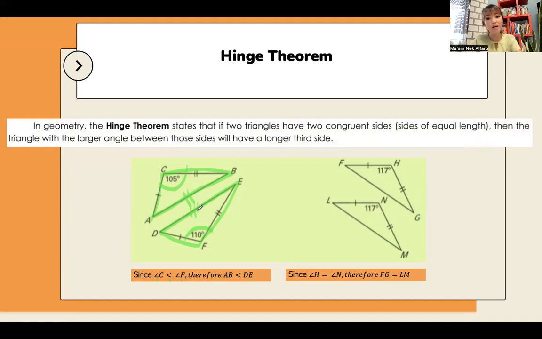Another example, we have triangle FHG and triangle LNM. Angle H has 117 degrees and angle N has also the same measure. Since angle H is equal to angle N, therefore, segment FG and segment LM are equal to each other. Okay?